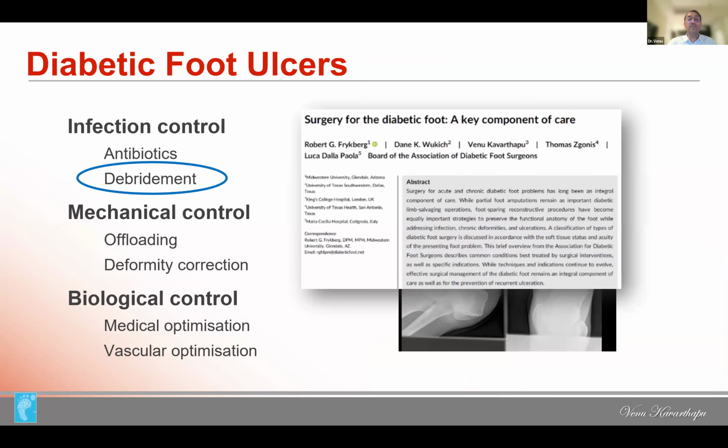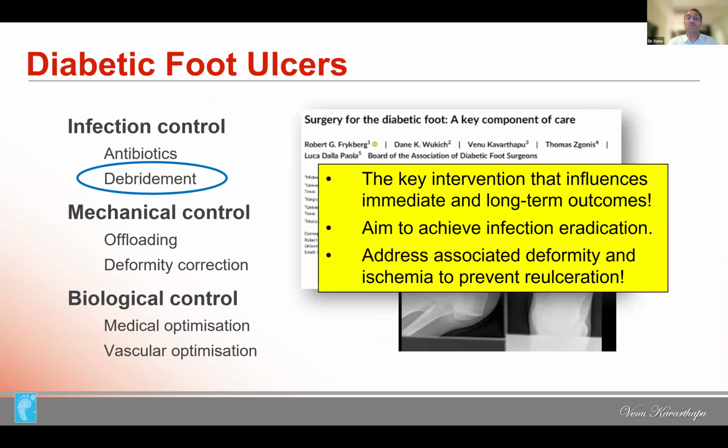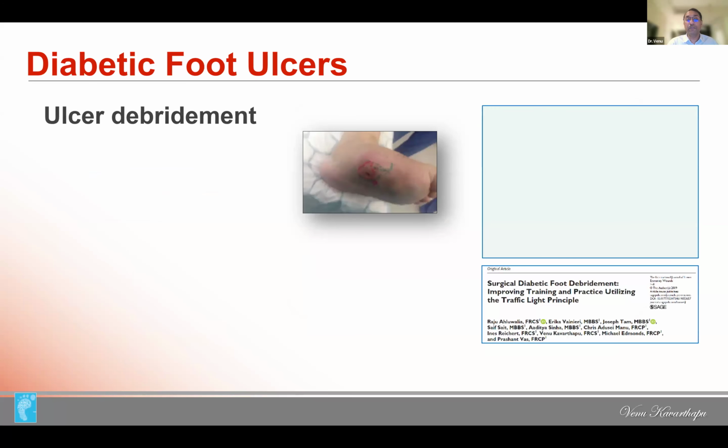And certainly for a diabetic foot ulcer, that is the most important key intervention that influences not only the immediate but the long-term outcome. And the aim here is to achieve infection eradication, not just control. And also, if there is any underlying pathology that has contributed to that ulceration, predominantly ischemia or mechanical abnormalities, those need to be corrected as well. Otherwise, the ulcer doesn't stay healed. So this is a very common presentation, a diabetic foot ulcer.